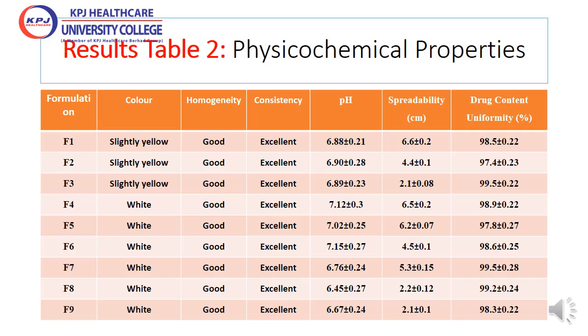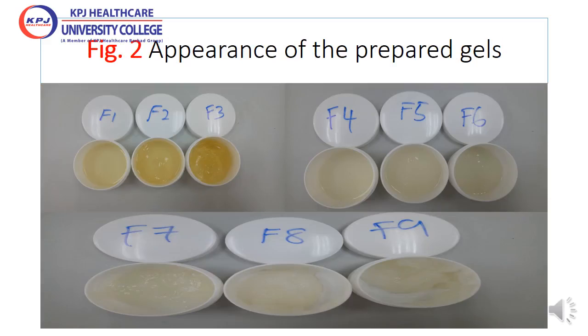Consistency was excellent. pH was between 6 and 7.2, which is acceptable for application to the skin. Spreadability was least with formulation F3 containing HPMC and chitosan, whereas it was maximum again for HPMC and chitosan at lower concentrations of the polymer HPMC. Drug content uniformity was found to be above 95% in all formulations, exhibiting a very good dispersion of drug within the polymeric system. This is the appearance of the prepared gels.